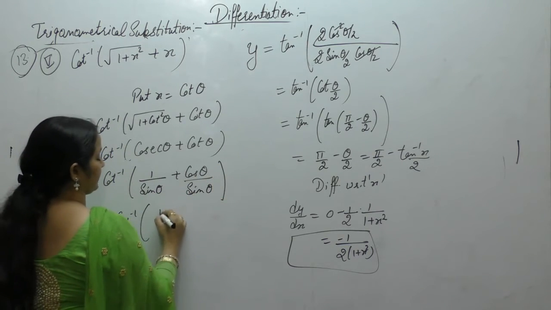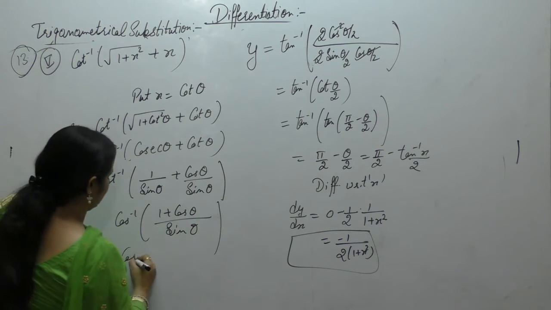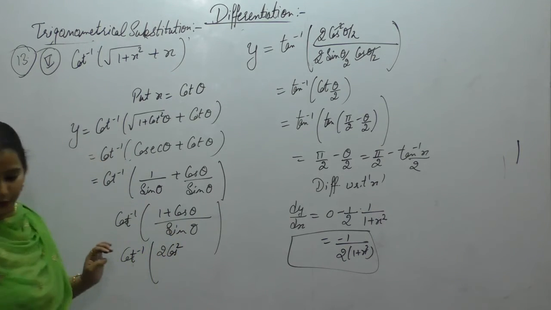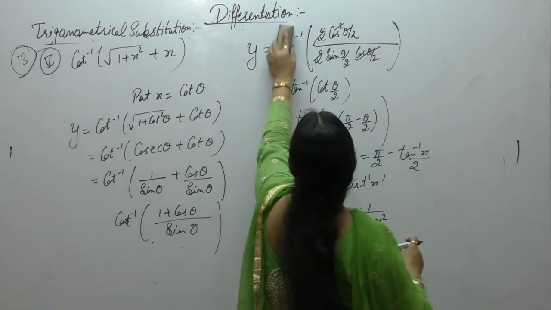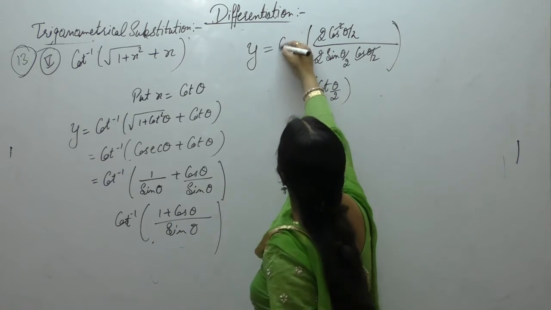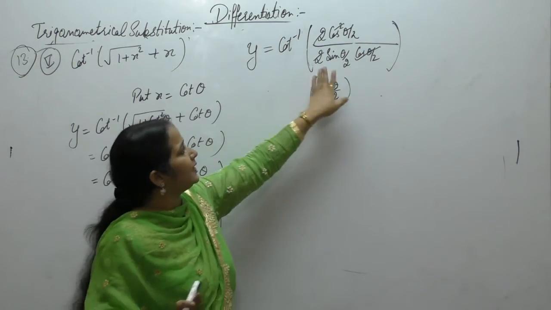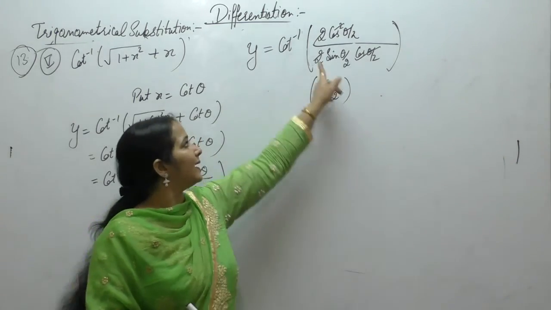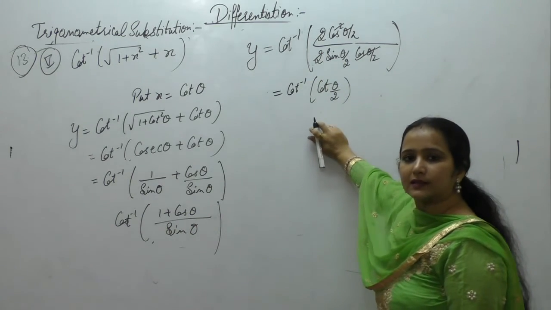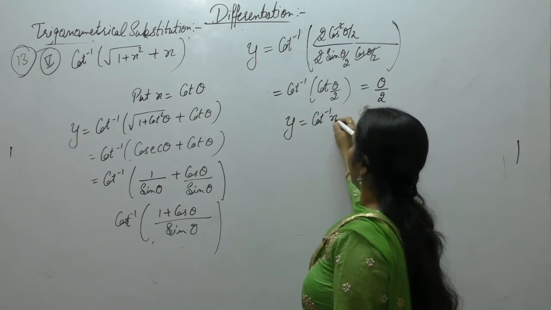Take the LCM. 1 plus cos upon sine, and 1 plus cos theta is equal to 2 cos square theta by 2. So here we get y is equal to cot inverse, 1 plus cos theta is 2 cos square theta by 2, sin 2 theta is 2 sin theta by 2 cos theta by 2. The 2 and cos will get cancelled. We get y as cot inverse cot theta by 2. That will be equal to theta by 2, and theta is cot inverse x.